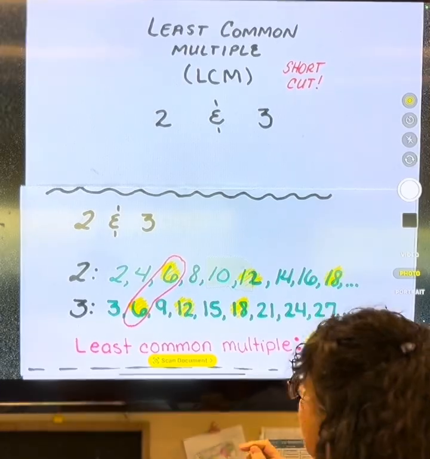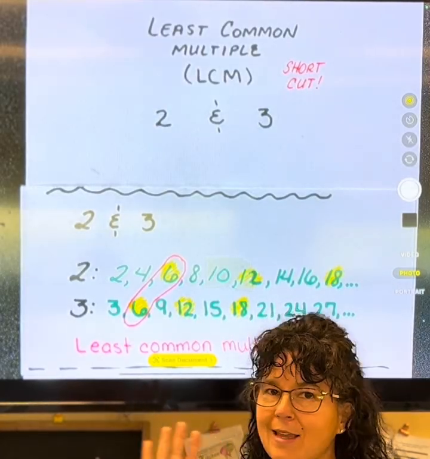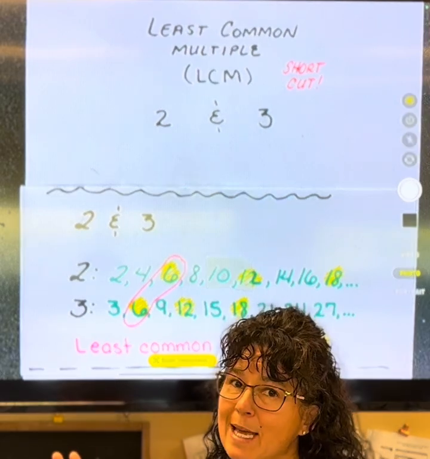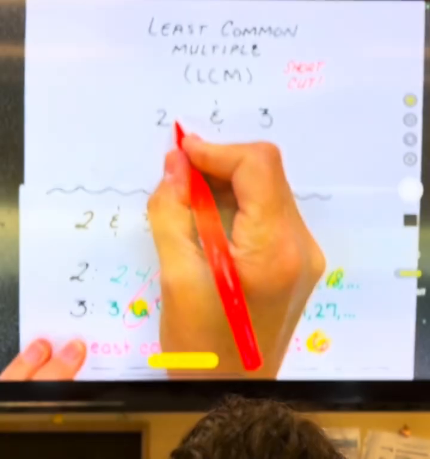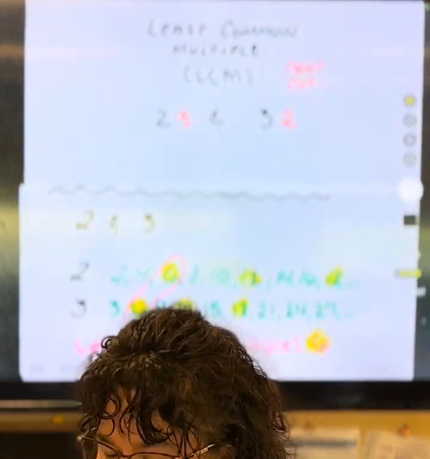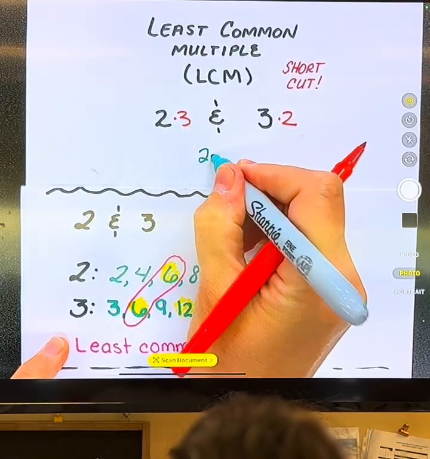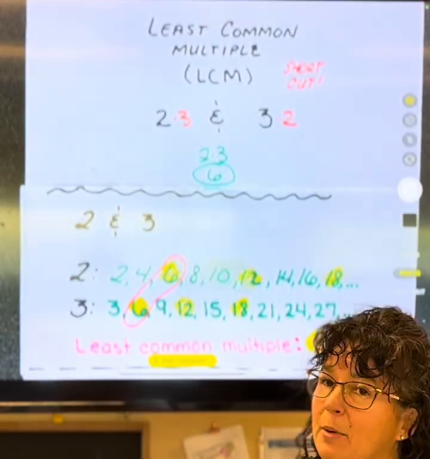If we use that shortcut method, the 2 and 3 can't be broken down anymore. They're already prime numbers. So if I'm going to force them to be the same, then ultimately this 2 needs a 3, and this 3 needs a 2. They are now the same, so 2 multiplied by 3 is 6, and there is our least common multiple.